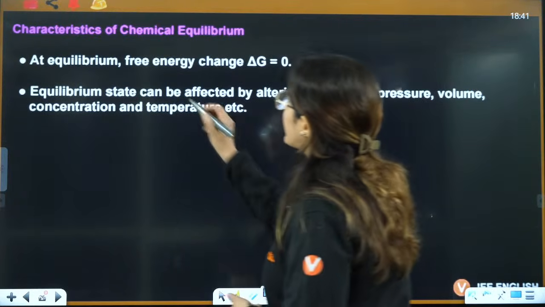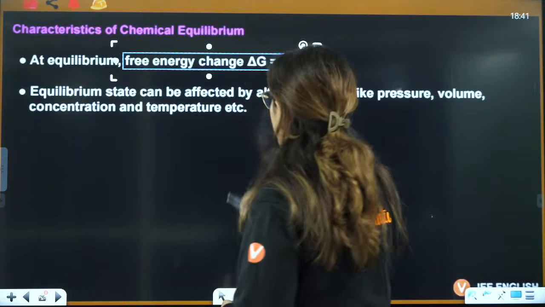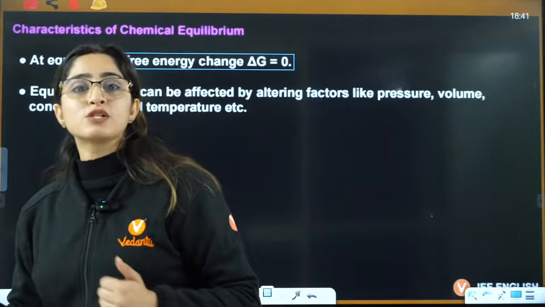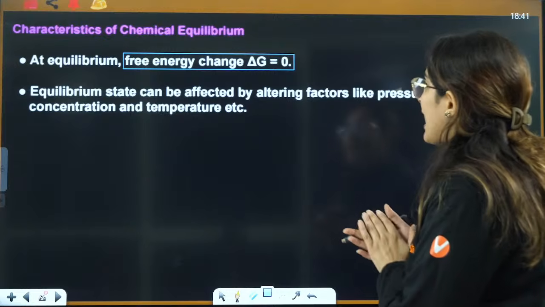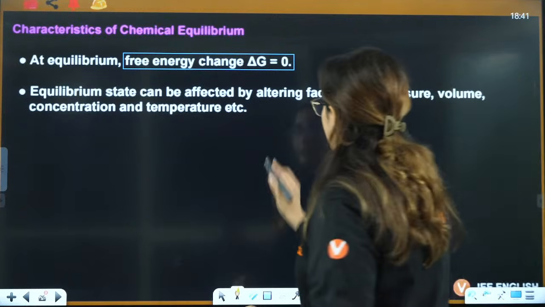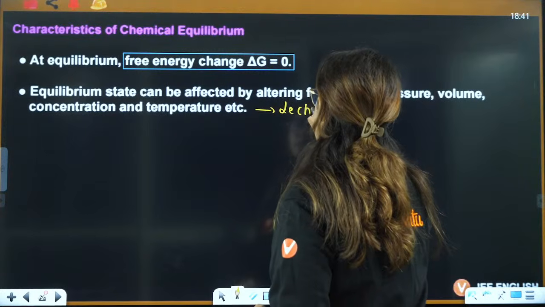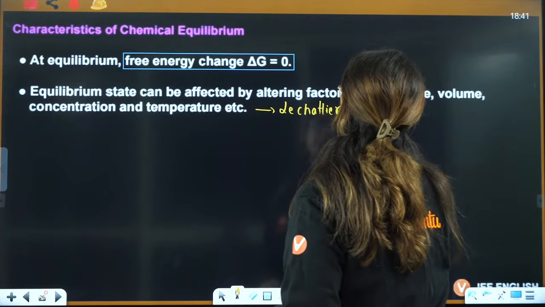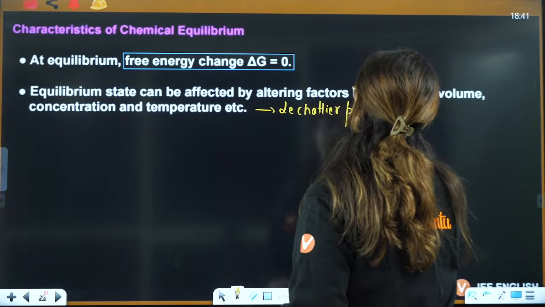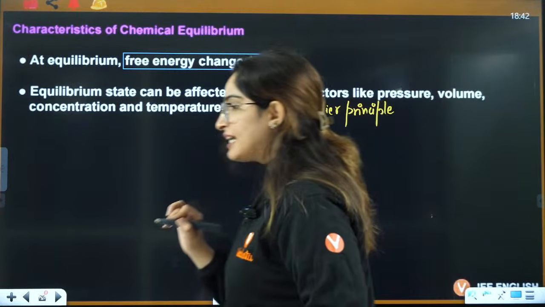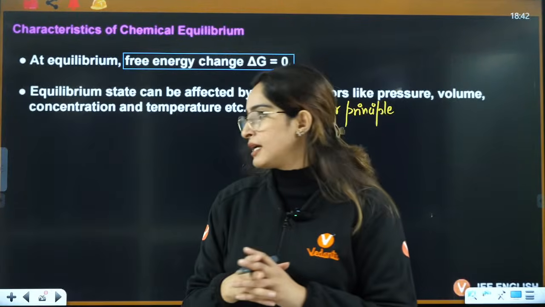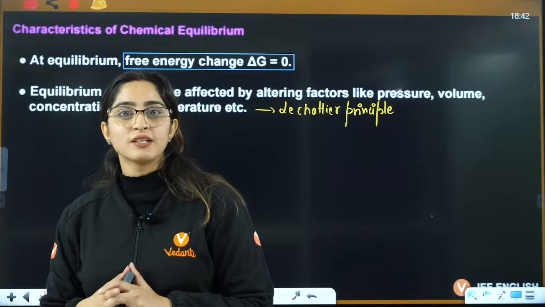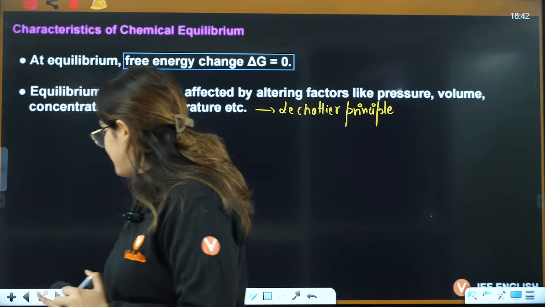Then at equilibrium, Gibbs free enthalpy is zero, right? This we have seen even in thermodynamics, that at equilibrium delta G was equal to zero. Equilibrium state can be affected by altering conditions. Now this is basically Le Chatelier's principle that we are going to discuss in the next class. Tomorrow we'll discuss Le Chatelier's principle in detail, right? What if negative catalyst? Then it will slow down the rate of reaction, right? Okay, yes.